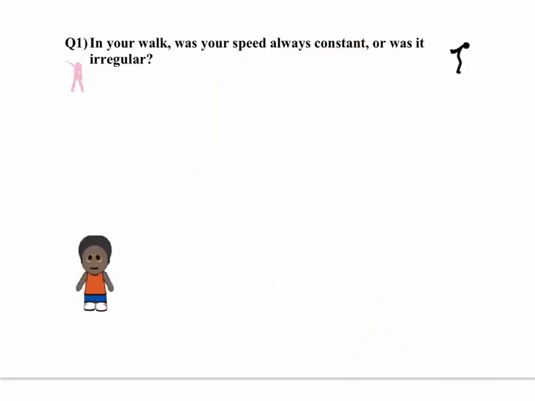Alright, so on to the questions. In your walk, was your speed always constant or was it irregular? So guys, in this lab, we intentionally made you do an irregular walk on purpose because we eventually wanted you to see the difference between average and instantaneous speed or average and instantaneous velocity.